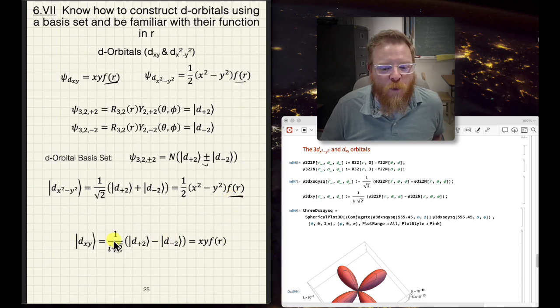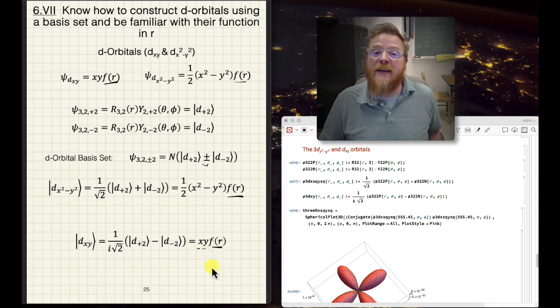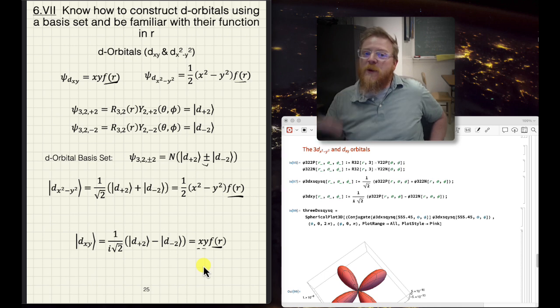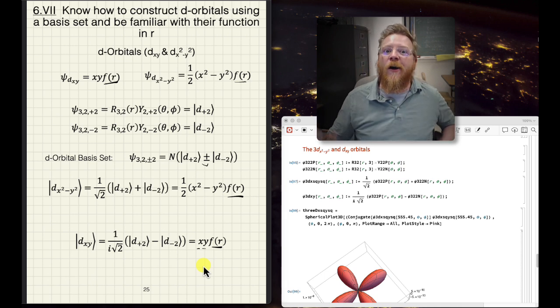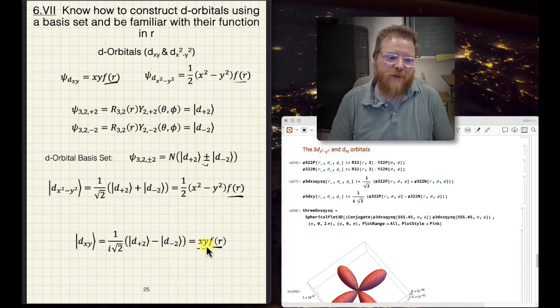And now we can get the dxy orbital with another normalization constant, 1 over i root 2. And this time it's d plus 2 minus d minus 2. And if we work through all of that algebra, we would find that it works out to be xy times the same function in r. And so remember that x and y are combinations of sines and cosines.